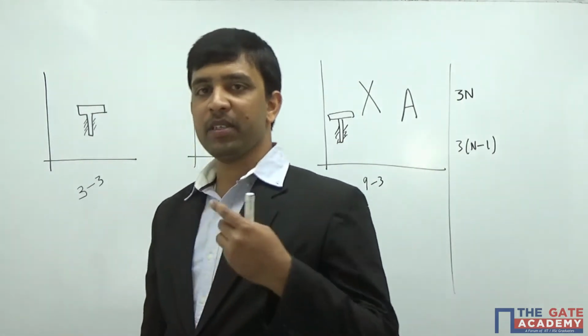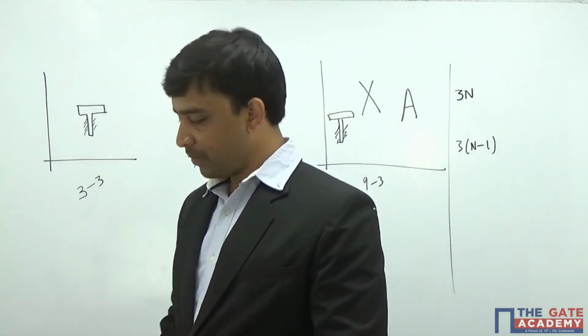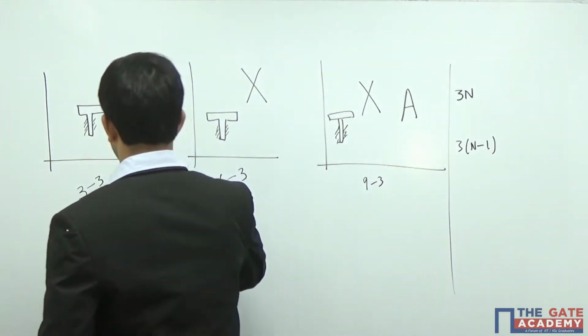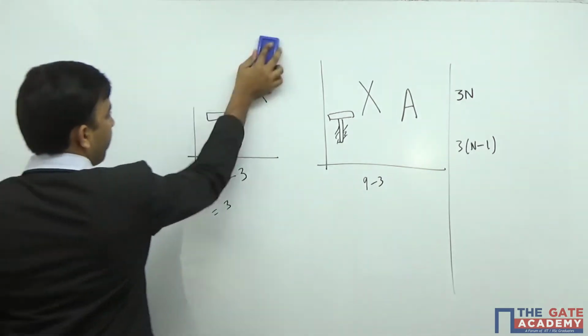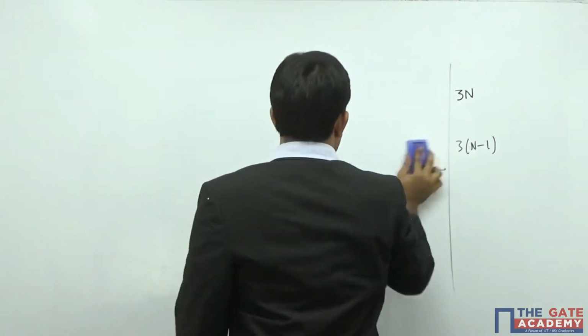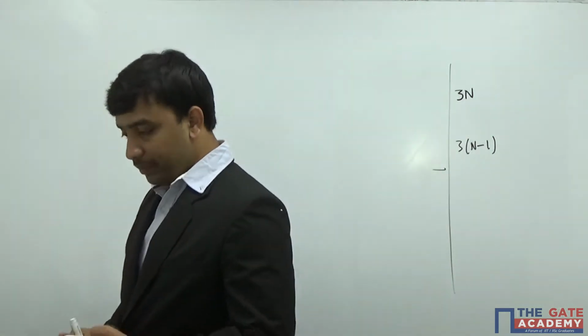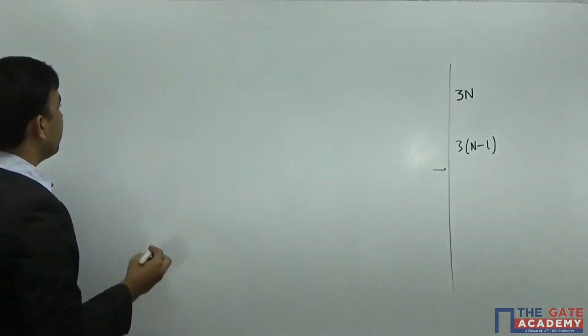Now let us see what happens if I establish a connection between these links. In a mechanism all the links are connected. In a kinematic chain all the links are connected. Now see here what happens if I establish a connection.